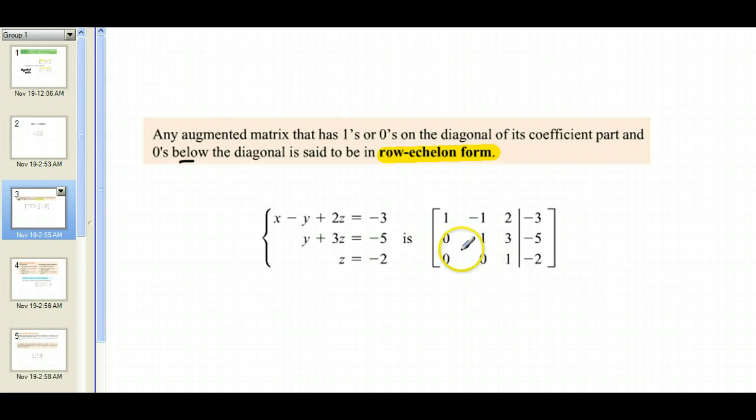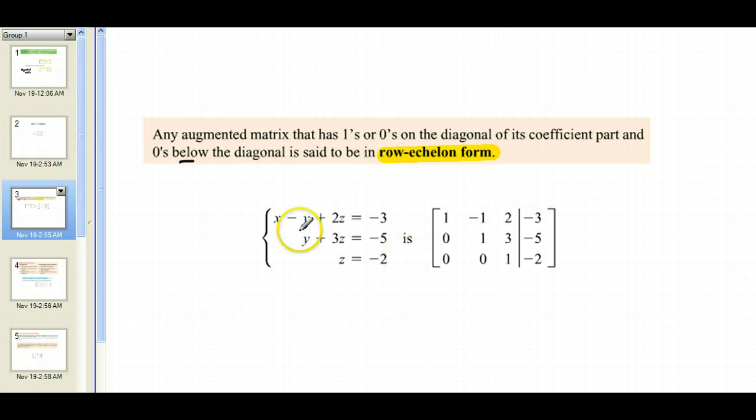But anyway, the reason why we have a special name for this is if you have a 0 and a 1 here, then it means you know what one of the variables is. You know that z is equal to whatever this number is. Alright, so that's why we have a special name for this.